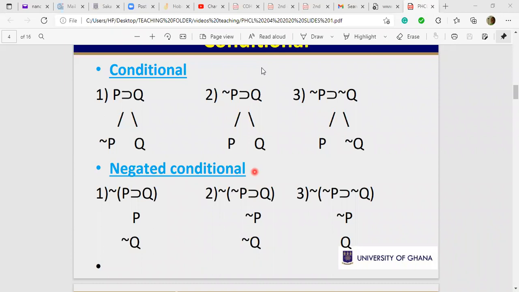Don't forget it. Conjunctions have conjuncts. Disjunction has disjuncts. A negation has the original statement and its negation. So if the original is true, its negation will be false. If the original is false, its negation will be true. But a conditional has two parts, antecedent and what? And consequent. So the position matters.